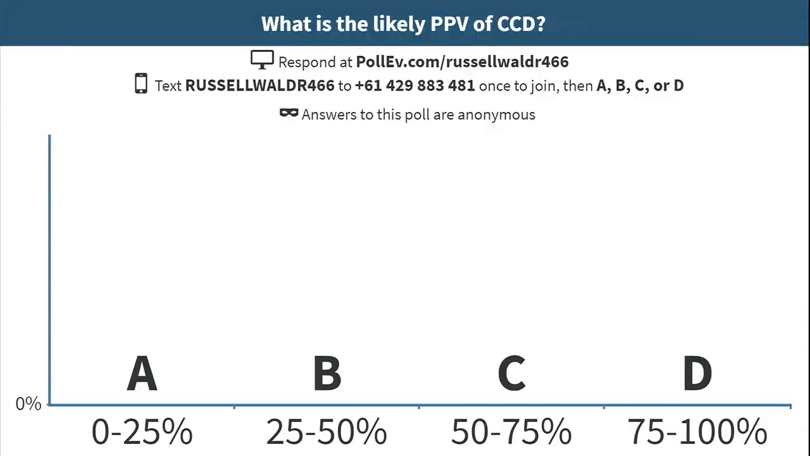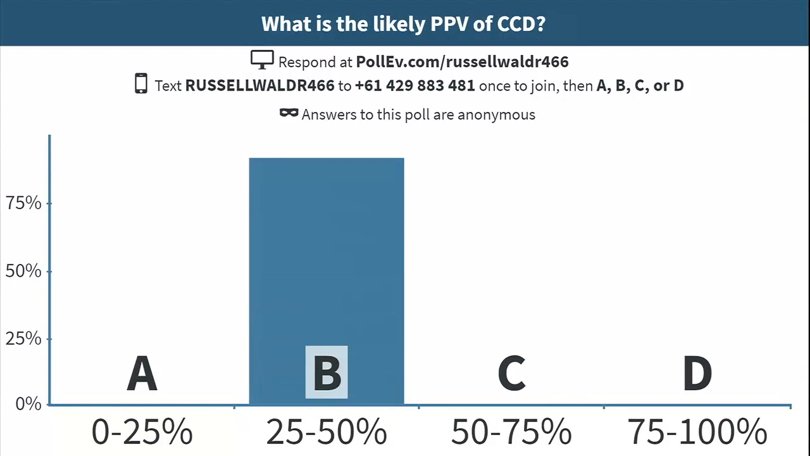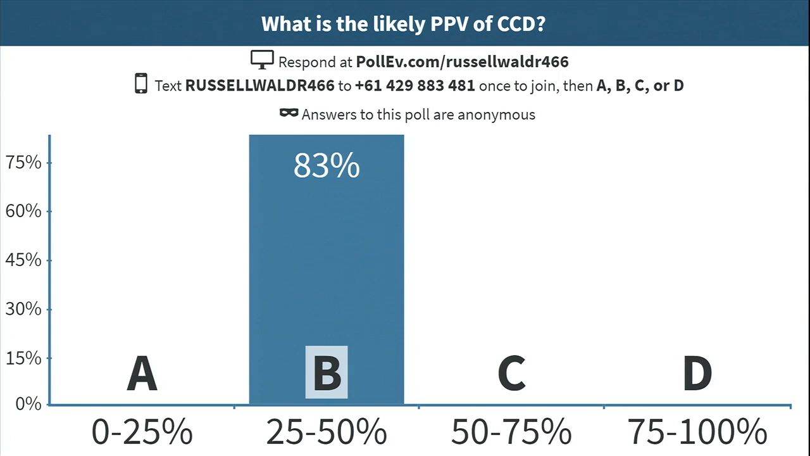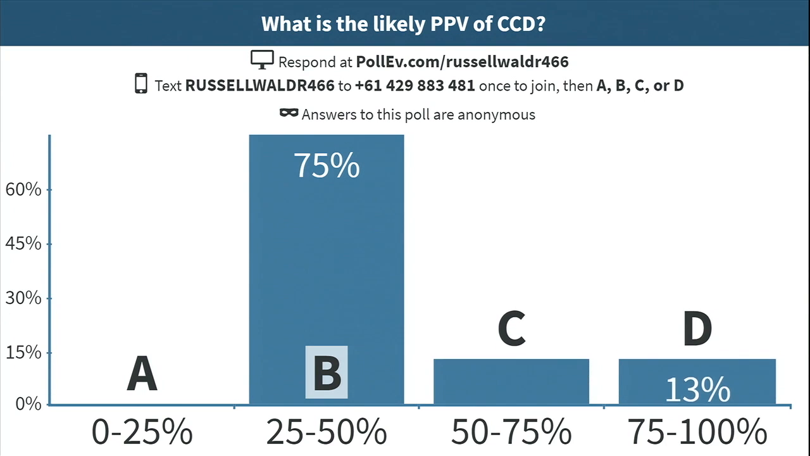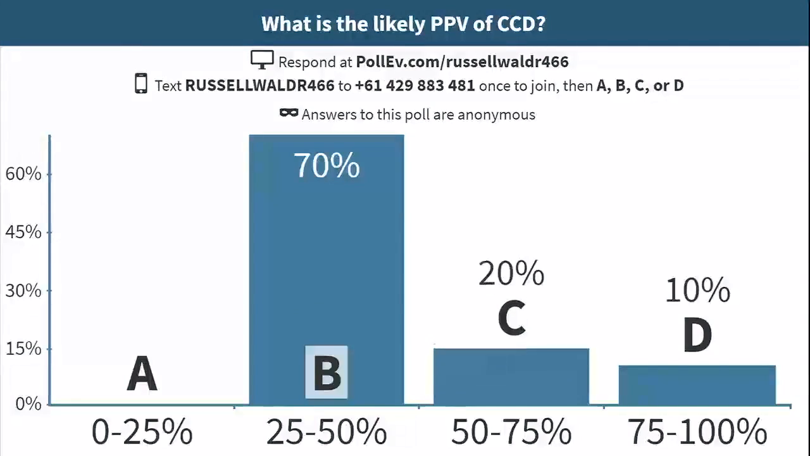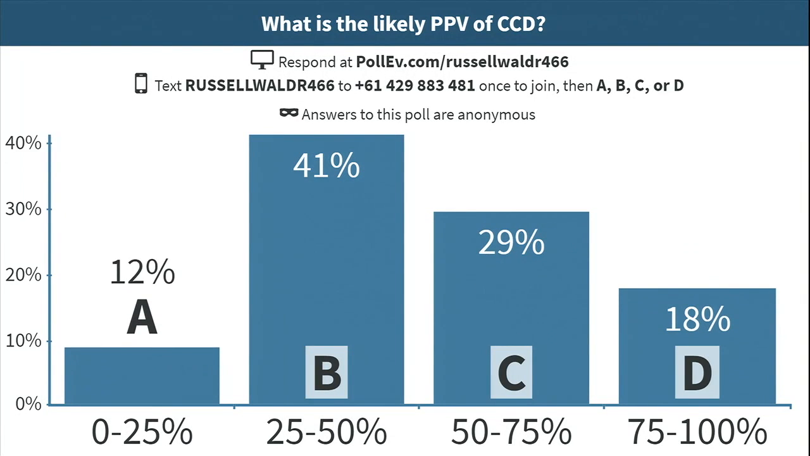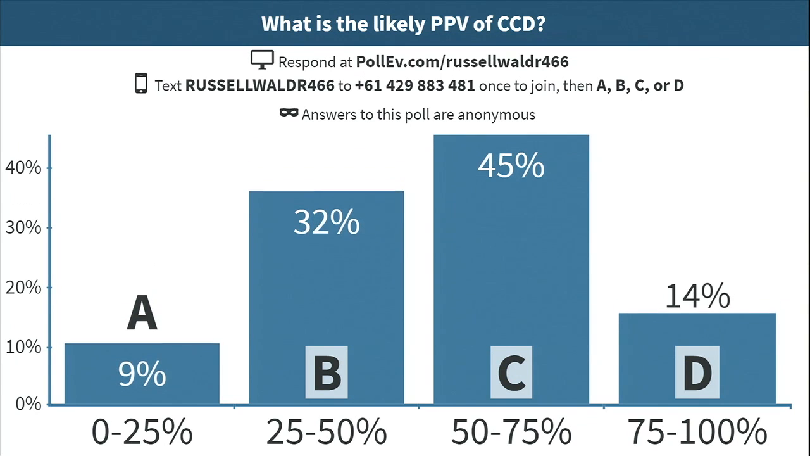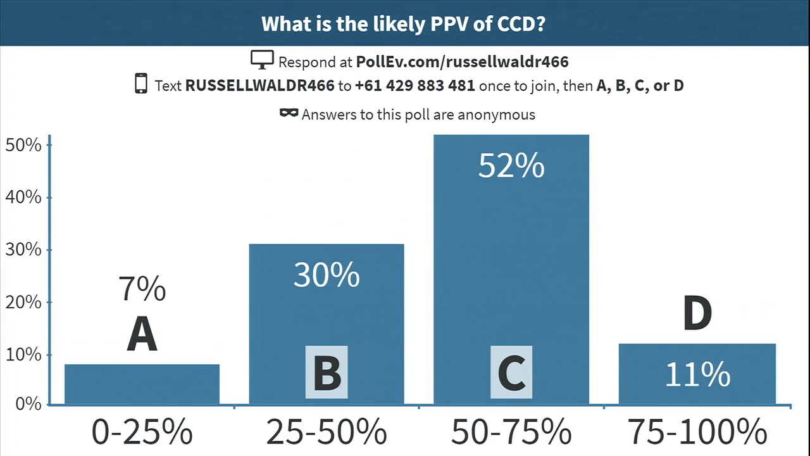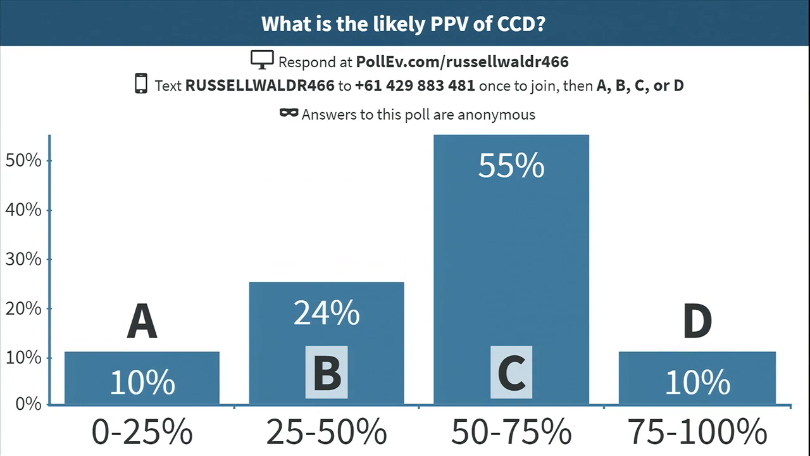So, what's the likely positive predictive value of a clinical case definition during an epidemic? Is it going to be 0 to 25%, 25 to 50%, 50 to 75%, or 75 to 100%? The positive predictive value during an epidemic. B seems very popular. Oh, C is rising. Oh, C has overtaken B. Very good.